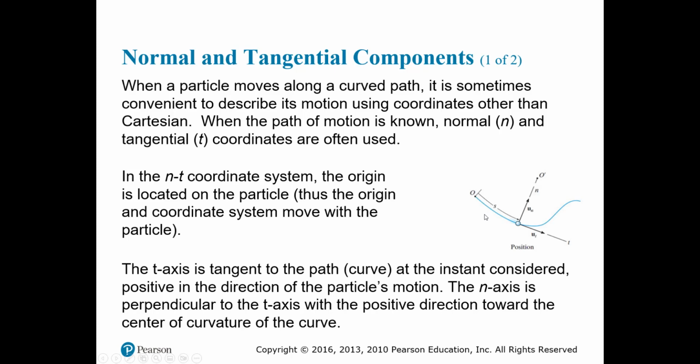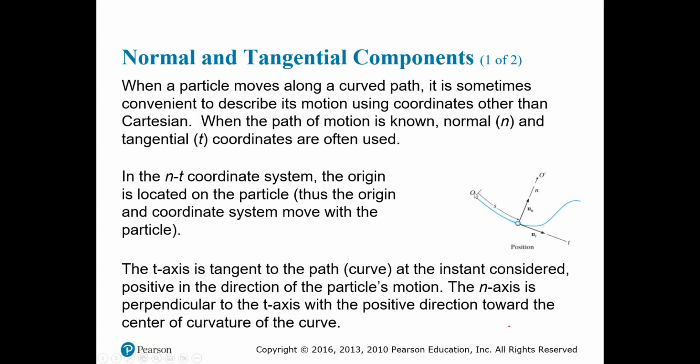Normal and tangential components. What I'll do in this part is go through the presentation and read what the book says, and then after that, as I always say, I will translate all these words into something that we can all understand based on my own approach. All right. So when a particle moves along a curved path, it is sometimes convenient to describe its motion using coordinates other than Cartesian. When the path of motion is known, normal and tangential coordinates are often used. In the normal tangential coordinate system, the origin is located on the particle. Thus, the origin and coordinate system move with the particle along.